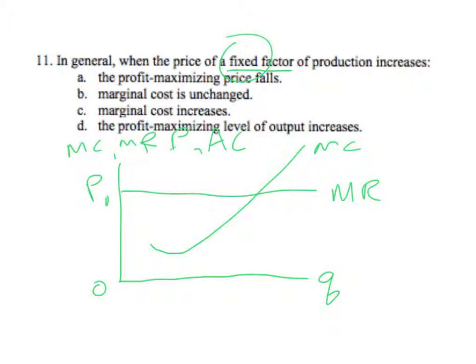The profit maximizing price falls. Well, that's somewhat silly. Marginal cost is unchanged. Yep, that's the whole thing. Fixed costs don't affect the cost of producing 1 more unit of output. By definition, those costs are fixed. Marginal cost increases? Nope. Profit maximizing level of output increases? Nope. If the marginal cost curve doesn't change, the marginal revenue curve doesn't change, output decision stays the same. So B is our correct answer there.